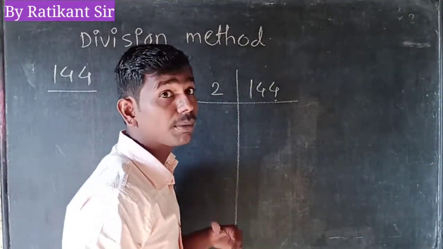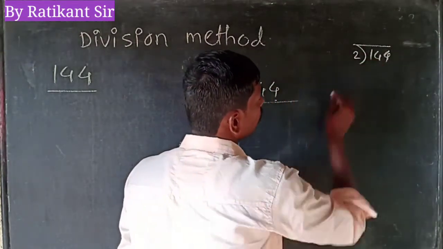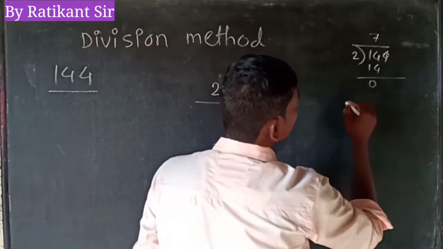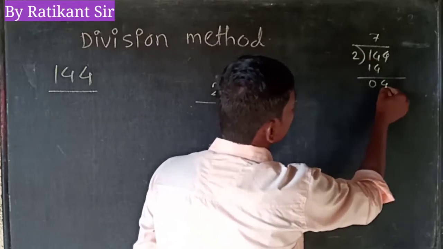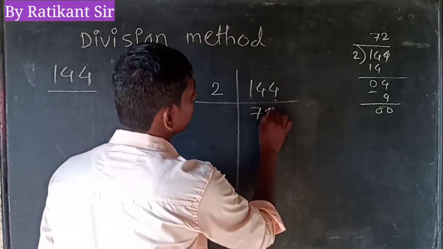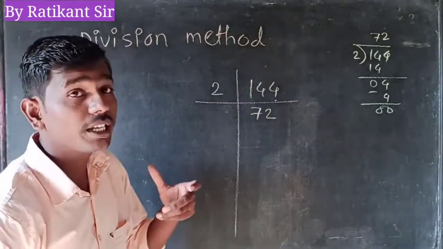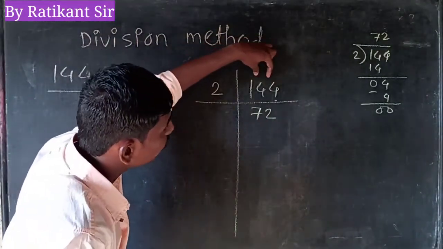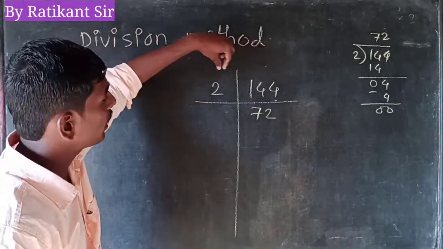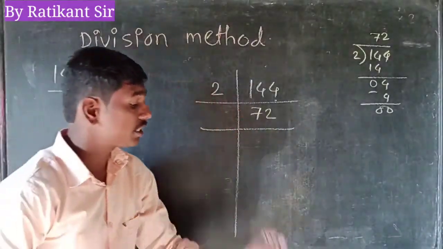We guess it is divisible, but how? We can check like this: 144 divided by 2. 2 1s are 2, 2 7s are 14. Again here you can see 0 4, then 2 2s are 4. It means that we can write here 72. 72 is the answer when we divide 144 by this 2. Now you can see here 72.